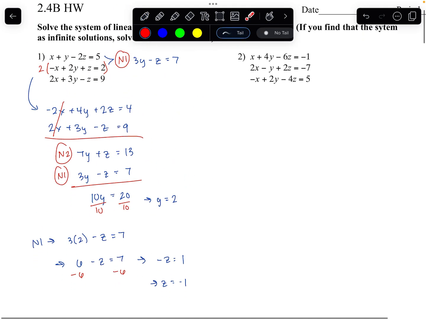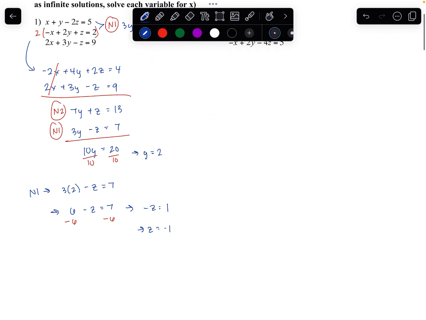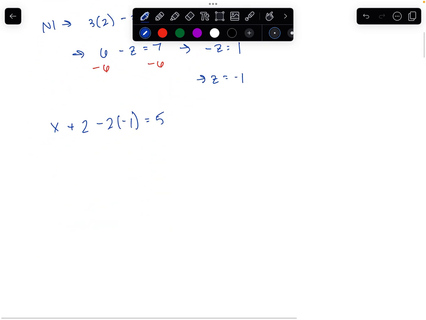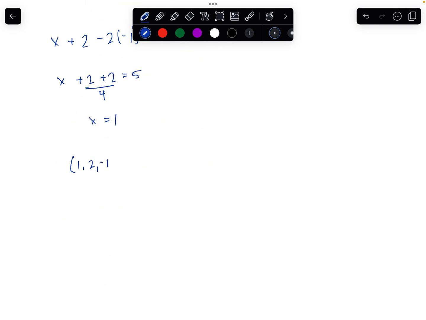And then I'm going to plug these values into the first equation that we had above, to solve for x. So x plus 2 minus 2 times negative 1 is equal to 5. So x plus 2 plus 2 is equal to 5. This is 4 right there, so when I subtract that, I'll get x is equal to 1. So my solution is 1, 2, and negative 1.